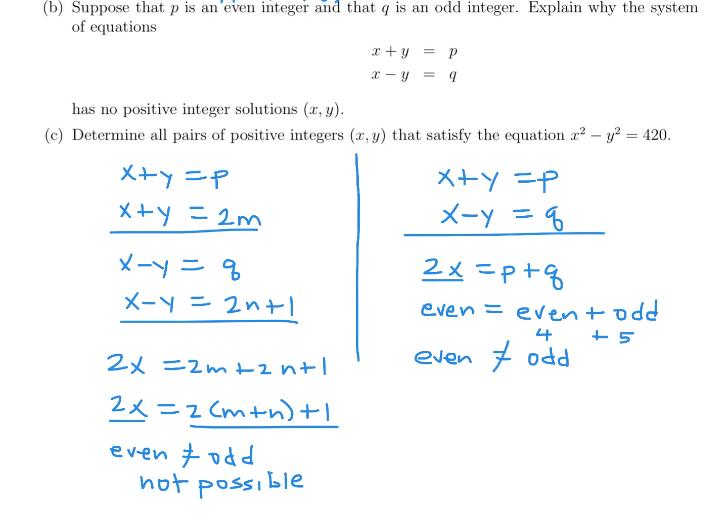Regardless, they're very similar, both ways of explaining that when you try to get a solution, you'll get this equation that even equals odd, and obviously that's not possible. So that's basically, I think, what they're trying to get you to show. And then now we have this one. Explain or determine all pairs of positive integers that satisfy x squared minus y squared is 420.